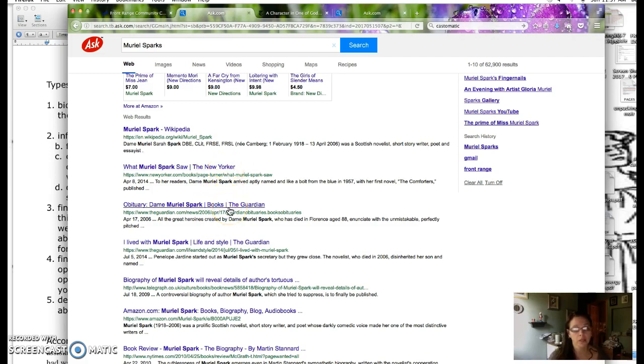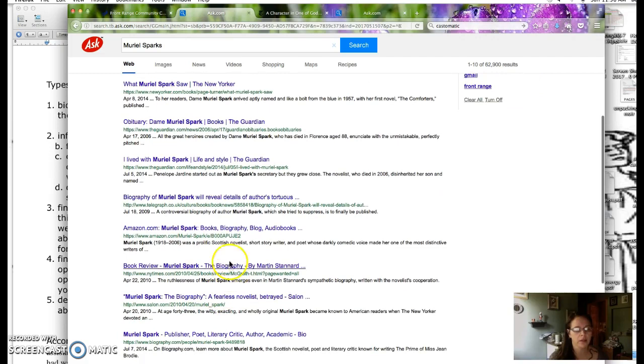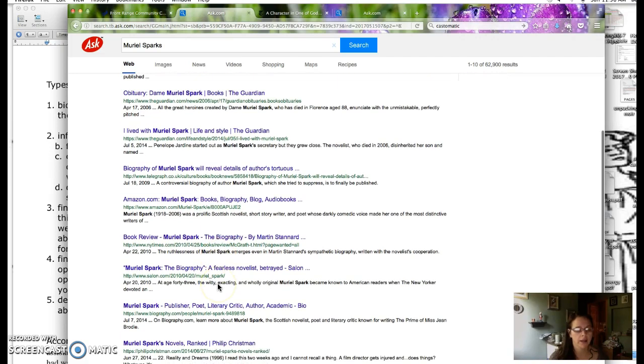One by the Guardian. This is a British periodical, which is probably credible, but maybe not as academic as the New Yorker for an American academic essay. And so I'm going down, and there's all kinds of sources. I want to avoid Amazon because that's just going to try to sell me something. And here's another New York Times, a Salon article. So I have lots of choices.